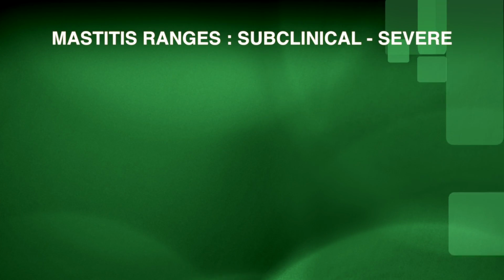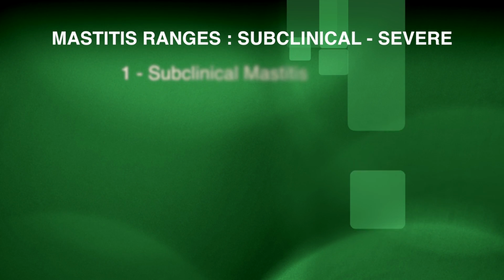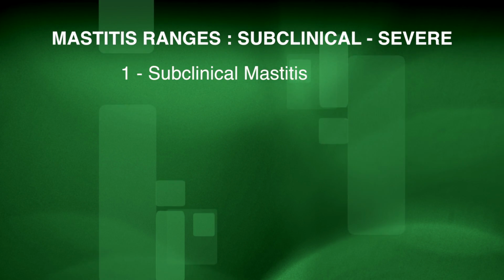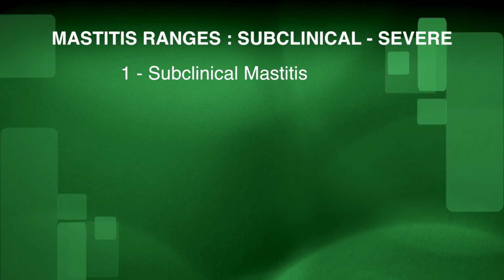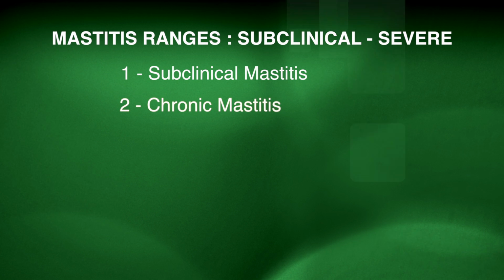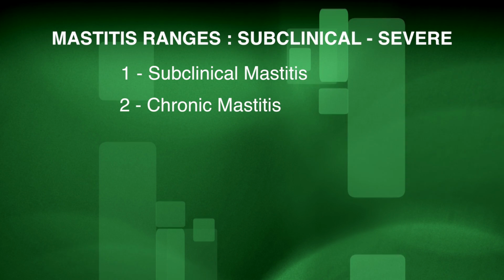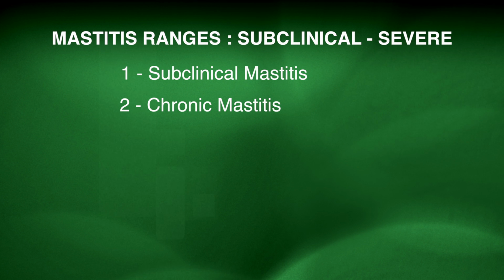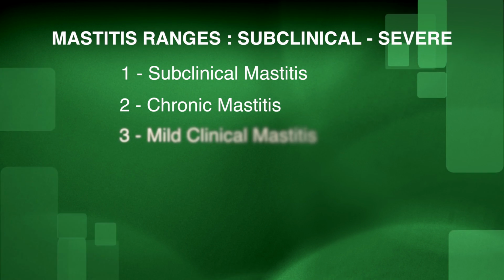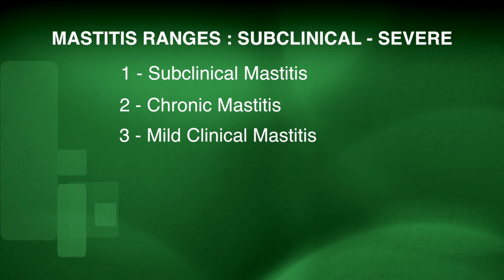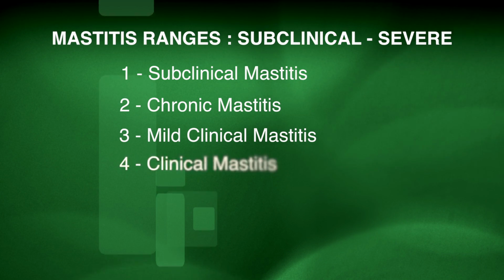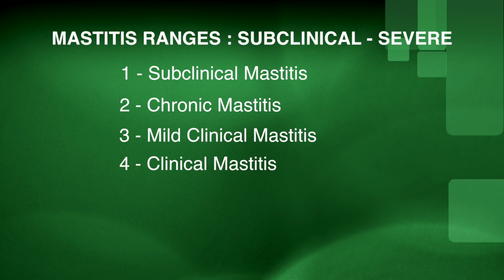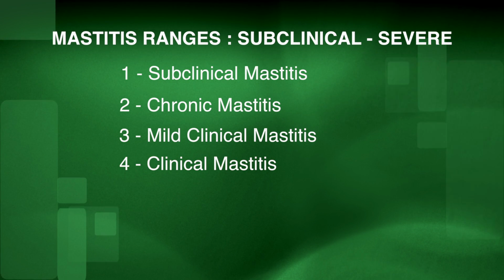The severity of mastitis ranges from subclinical to severe as follows. 1. Subclinical mastitis, where the only sign is increased SCC. 2. Chronic mastitis. Milk may be watery, lumps can sometimes be felt on the udder. 3. Mild clinical mastitis. Clots or flakes may be observed in milk. 4. Clinical mastitis. Clots are clearly visible in milk.